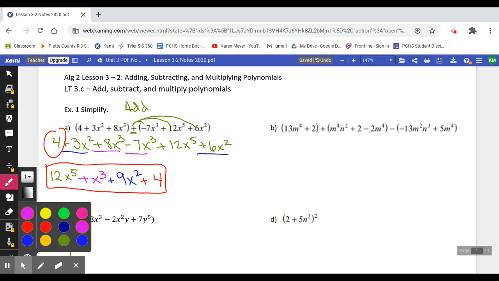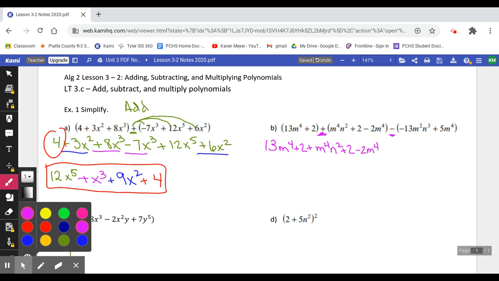Now moving on to the second one. This one, we've done a combination of addition and subtraction in this problem. So remember, the addition part doesn't change anything. So I'm going to lose the first parentheses, and I'm going to lose the second parentheses.